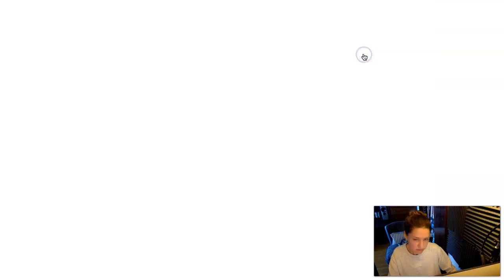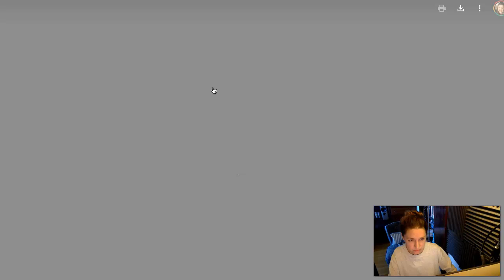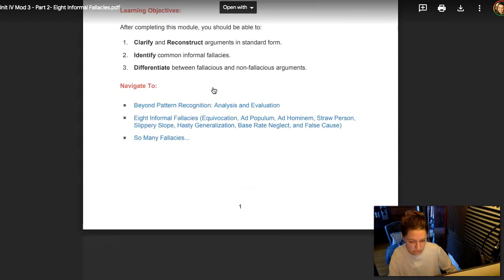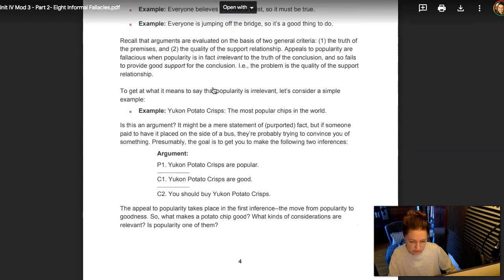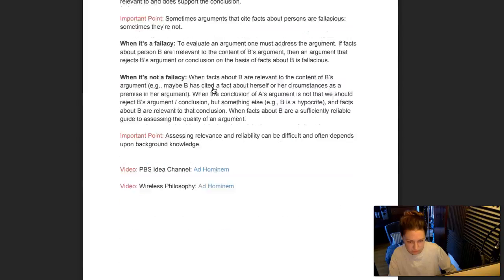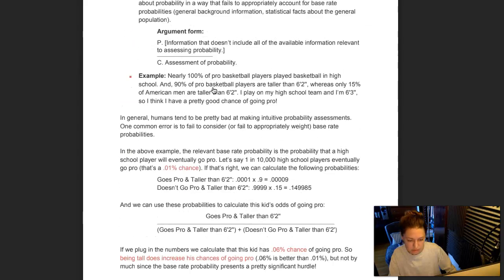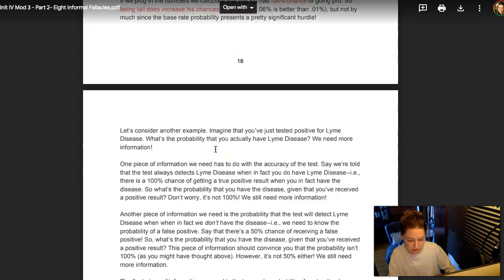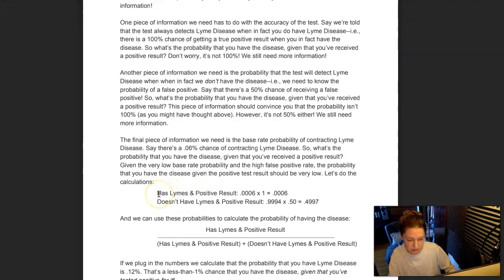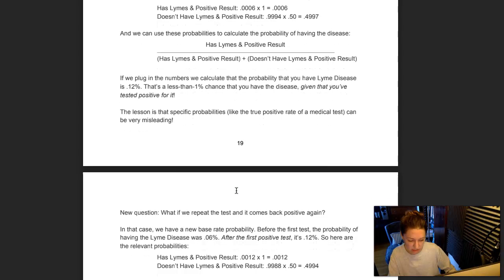In the fallacies text, let's head to the base rate fallacy. You'll see a bunch of examples of where we are figuring out the probability that a person has a disease. In this case, we use Lyme disease, given that they've had a positive test result. And so this is something we'll look at in more detail next week.